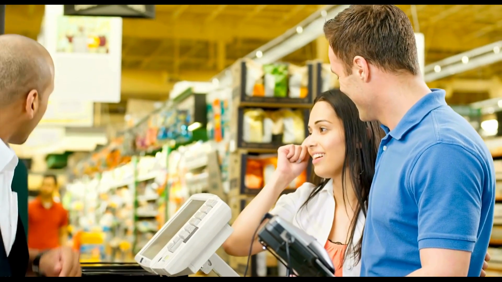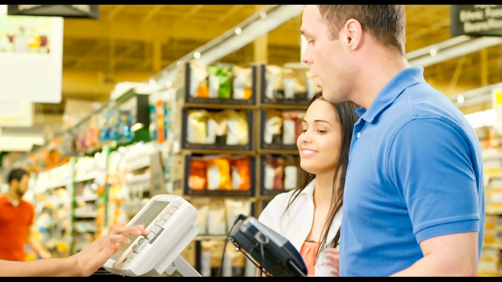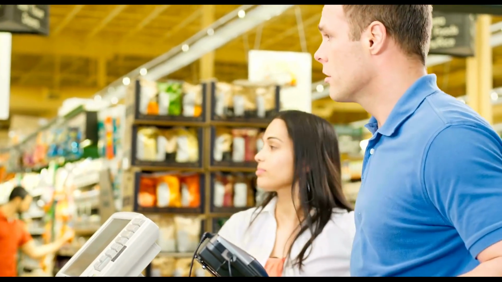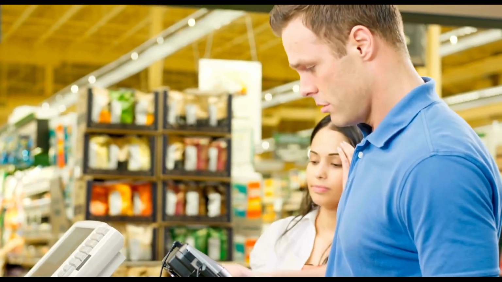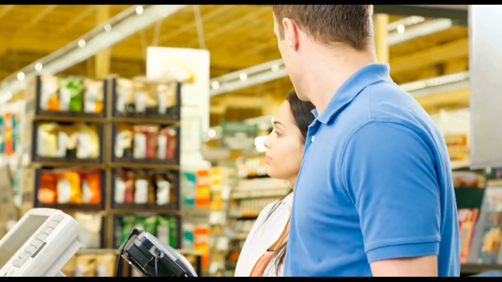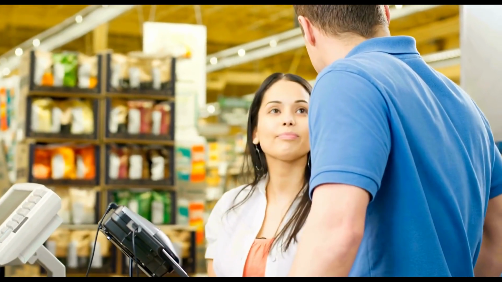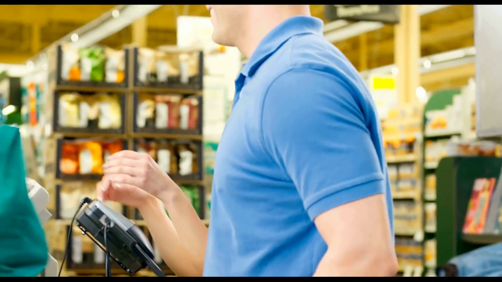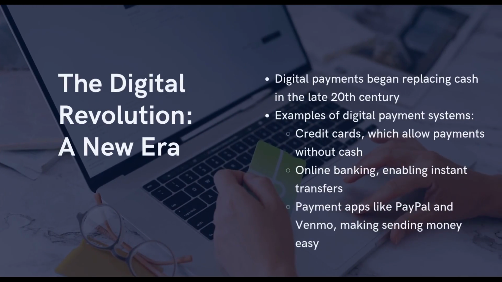Picture someone paying for groceries with paper money or a credit card. That money is fiat money. It isn't backed by gold or silver, but people trust it because the government guarantees its value. While fiat money is convenient, it has many limitations, and this is where digital currencies come into the picture.